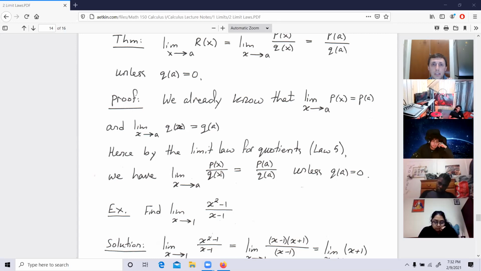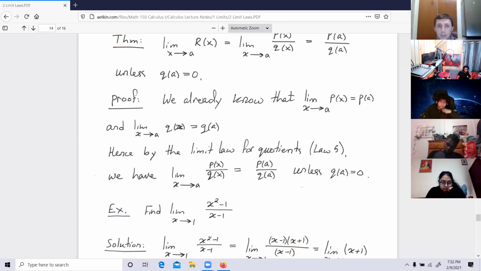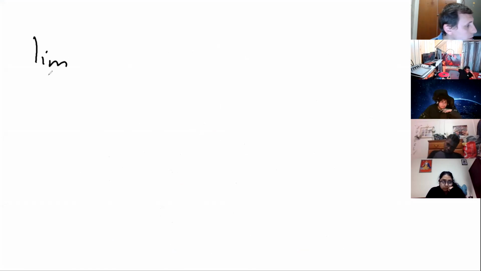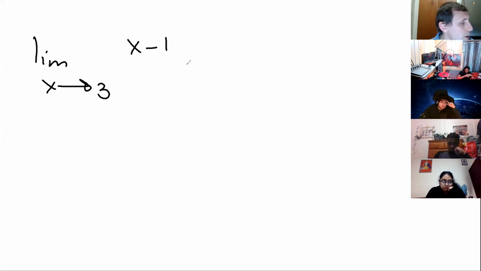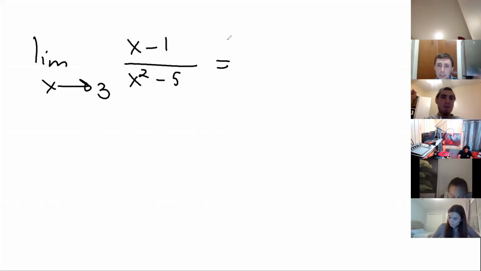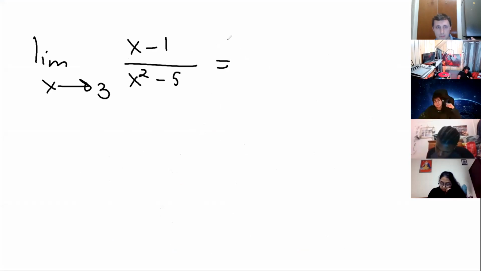Let me see if you understand my point. So guys, what is the limit as x goes to 3 of x minus 1 divided by x squared minus 5? Please tell me what's the limit. First of all, do you agree it's a rational function because we use addition, multiplication, and division? What's the limit?